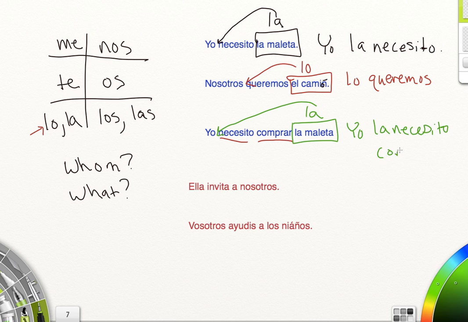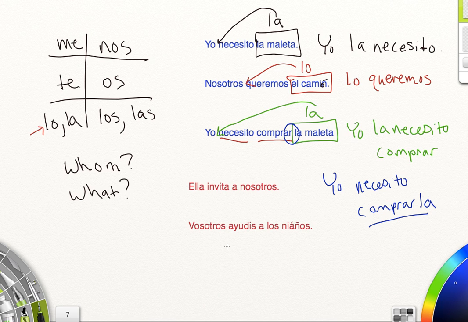There's one other way we can do it if we have the second verb in the sentence. I could, instead of moving it before the conjugated verb, I could attach it here. Yo necesito comprarla. All one word. Either way is appropriate.